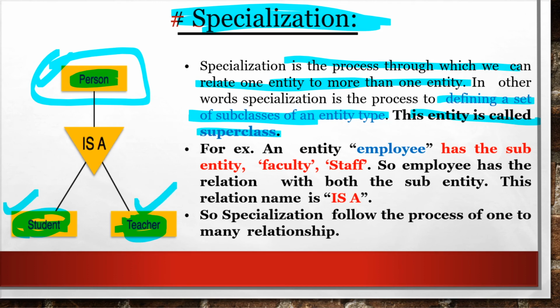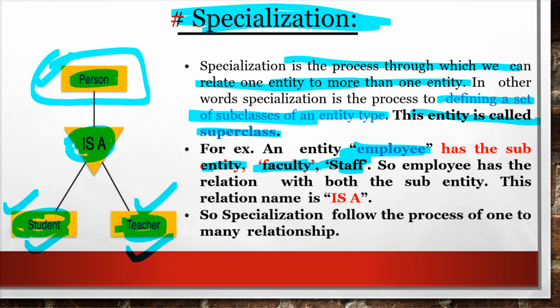This relationship is represented using the ISA notation. This notation represents the specialization relationship. So here student is a specialized version of the person class, and teacher is a specialized version of the person entity. For example, for an employee entity, the sub entities can be faculty, staff, director, or manager. In this way we can represent subclasses of a superclass.